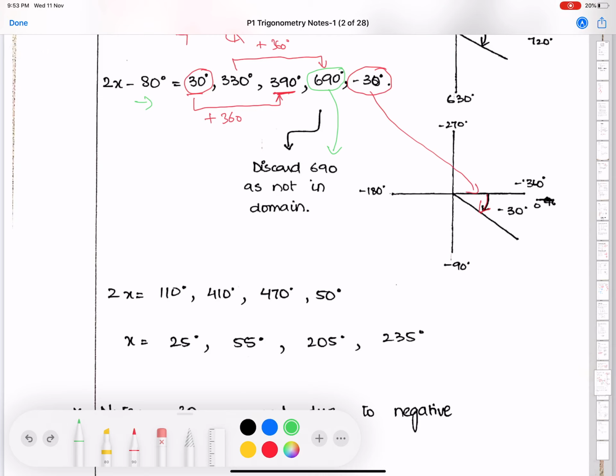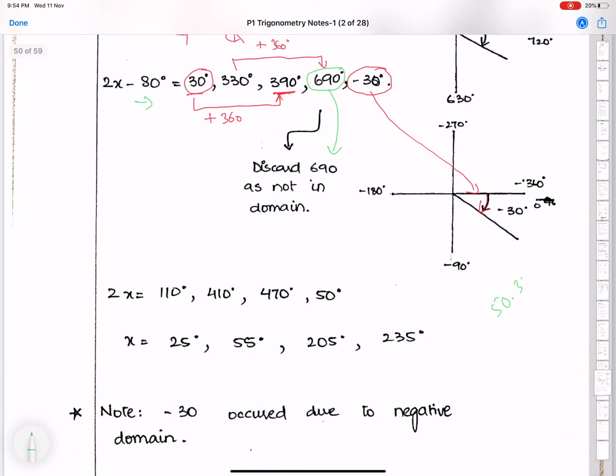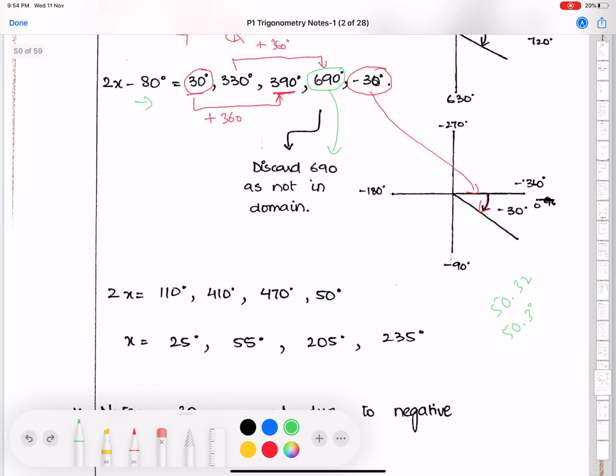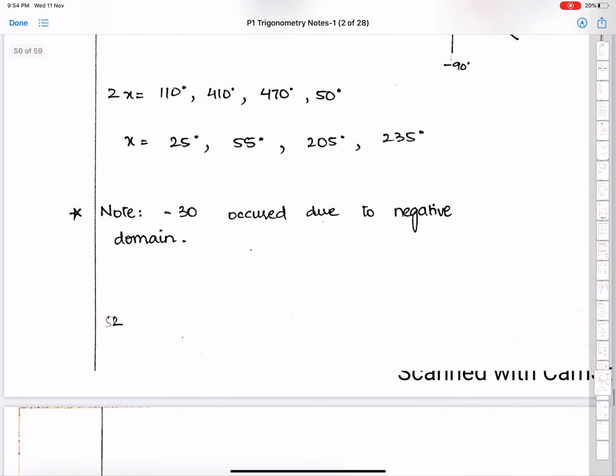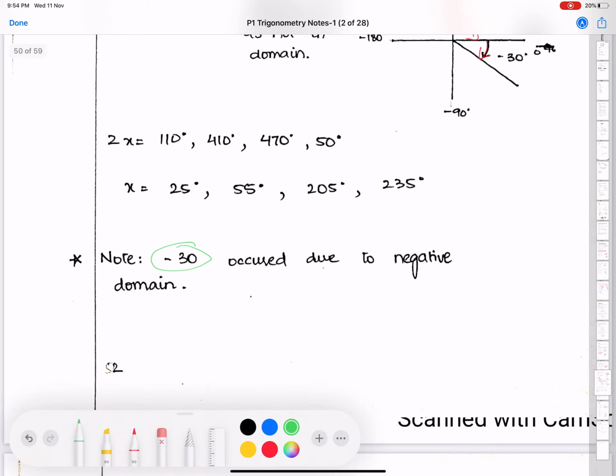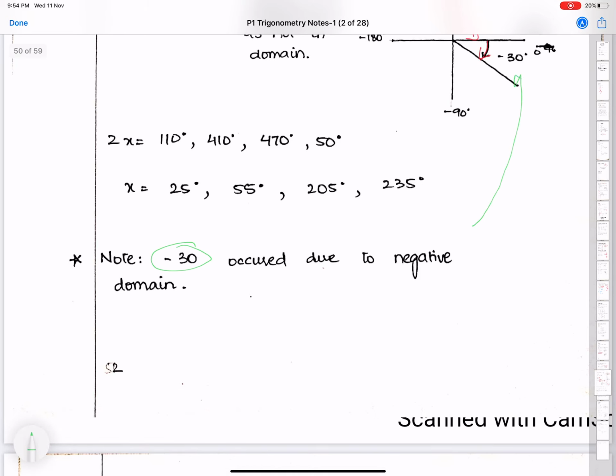Since all our answers are exact, there is no need to be conscious about the accuracy. If, let's suppose, we had 50.32, then you would give your answer as 50.3, to one decimal place. When answers are non-exact in degrees, we always give the answers up to 1 decimal place. In radians, the answers must be up to 3 significant figures when answers are non-exact. But here the answers are exact, therefore there is no need to worry about the accuracy. I have mentioned this here: minus 30 occurred due to the negative domain.